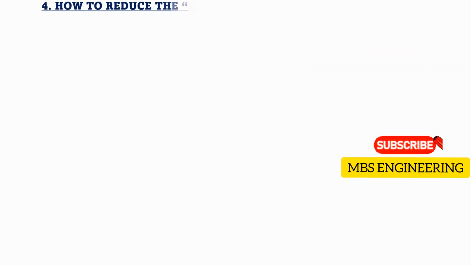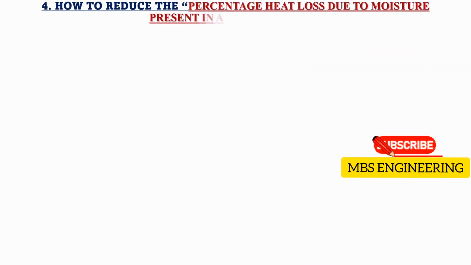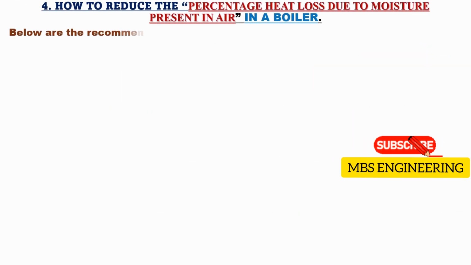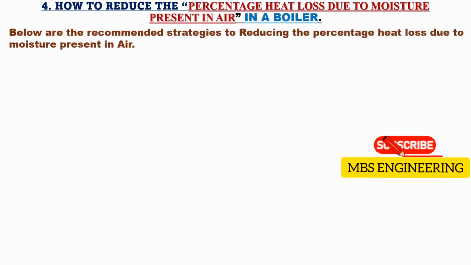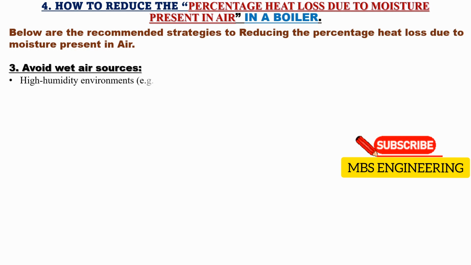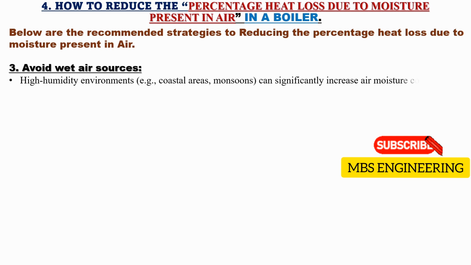Let's now look at practical strategies to minimize this type of heat loss. The third recommendation to reduce the heat loss is to avoid wet air sources. High humidity environments, coastal areas, and monsoons can significantly increase air moisture content and related losses.